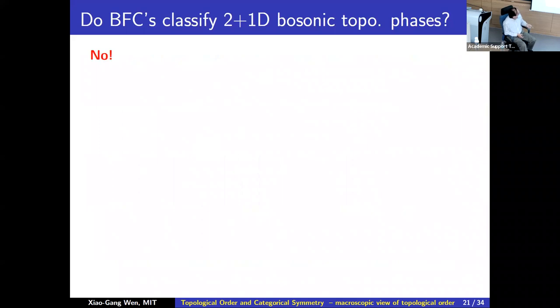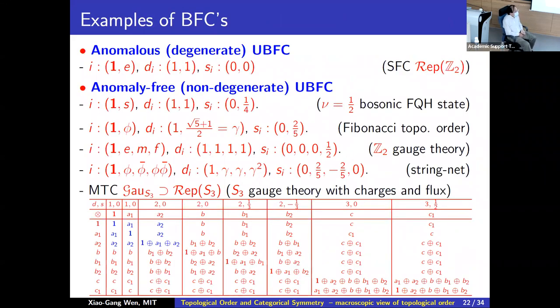So, question, yeah. Is this anomaly the diagonal anomaly in the mapping class group from yesterday? No, but I will talk about that maybe tomorrow.